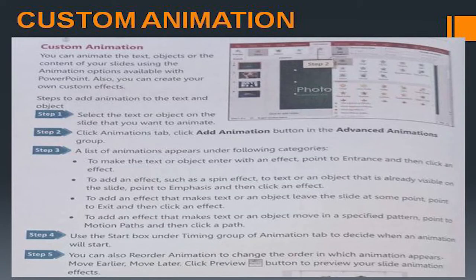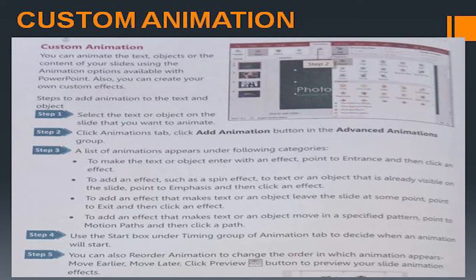You can animate the text, objects, or content of your slides using the animation options available with PowerPoint. Also, you can create your own custom effects. Steps to add animation to the text and object: select the text or object on the slide that you want to animate. Click the Animation tab and click the Add Animation button in the Advanced Animation group.